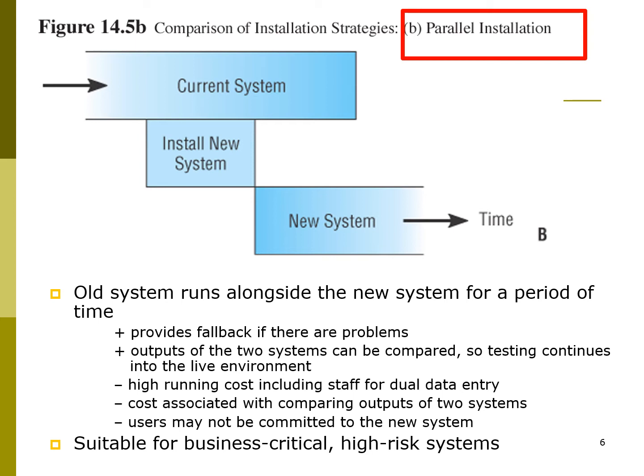Because you are running two systems at the same time, of course, you are using lots of resources. You have to assign two groups of people to work on the same job running on different software. And at the same time, when you are using this approach, the user is not committed.